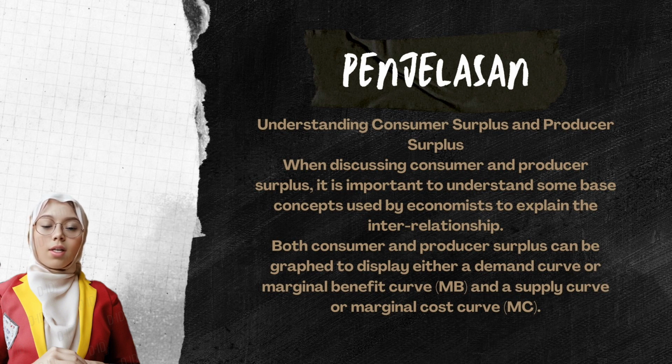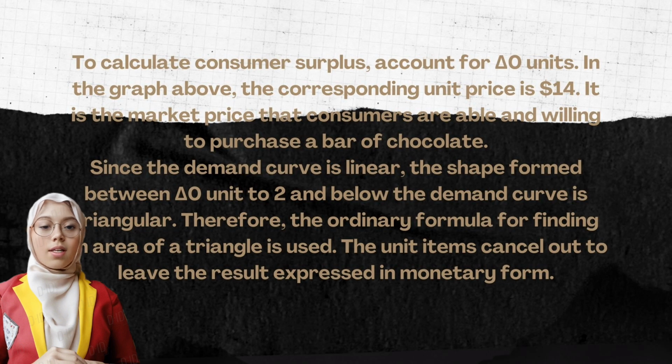Understanding consumer surplus. To fully conceptualize consumer surplus, take an example of a demand curve of chocolates plotted on a graph. The unit price is plotted on the y-axis and the actual chocolate units of demand per day on the x-axis. The graph below shows the consumer surplus when consumers purchase 2 units of chocolates. Calculate consumer surplus, account for delta 0 units.